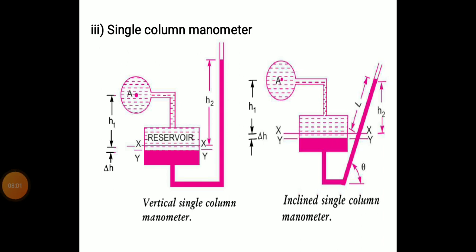Then in the inclined single column manometer, we can see in the figure, this manometer is more sensitive as compared to the vertical single column manometer. Due to the inclination, the distance moved by heavy liquid in the right limb will be more. It is due to the inclination of the tube.